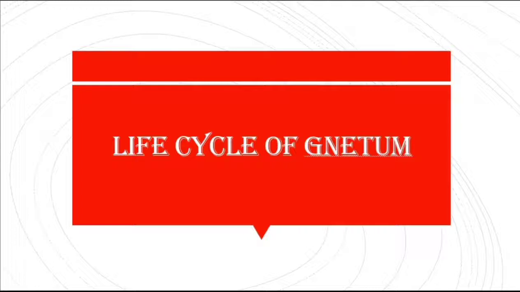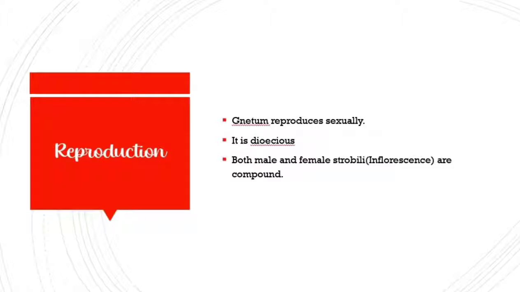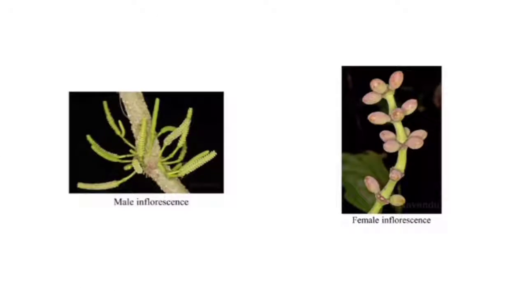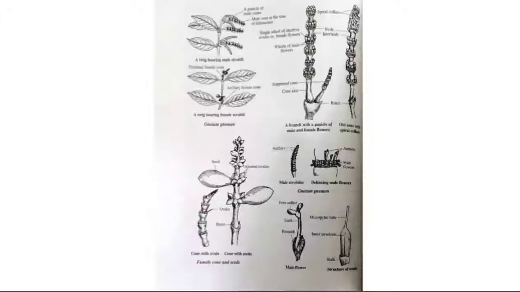Hello guys, today we are going to see about the life cycle of Gnetum. Gnetum reproduces sexually. It is a dioecious plant, so it contains both male and female inflorescence. The male inflorescence contains the male flower and the female inflorescence contains the female flower.